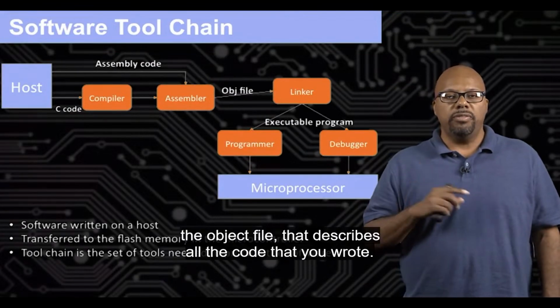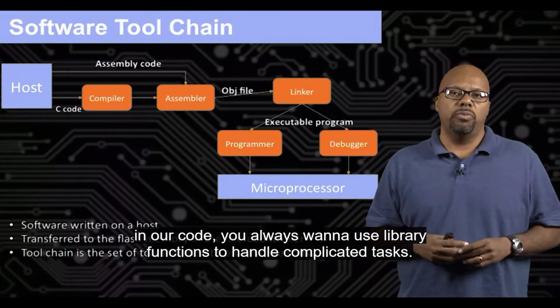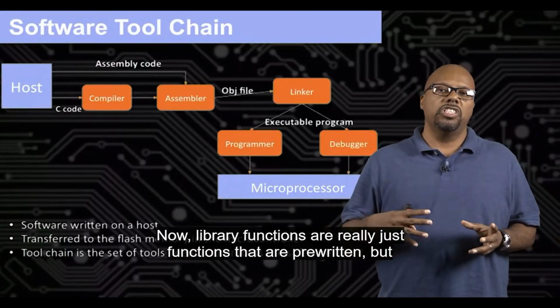So then once you get the object file, that describes all the code that you wrote. But remember that we're using library functions all the time, and we haven't done this yet, but in our code, you always want to use library functions to handle complicated tasks. Now library functions are really just functions that are pre-written, but you didn't write them.